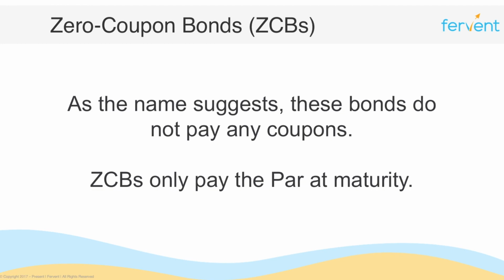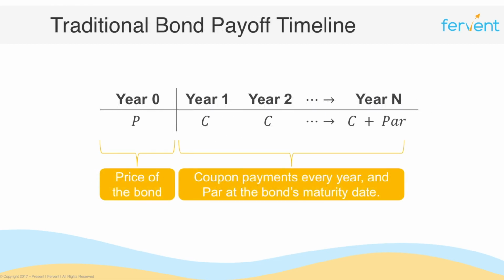Now, given that they don't pay any coupons, they only pay the par at maturity. So a zero coupon bond is an example of a bond that only pays the lump sum that we talked about at the beginning. Now, if we think about the timeline for a zero coupon bond, we can actually derive it quite nicely by starting with the traditional bond, or the straight bond. Here's the straight bond timeline again.